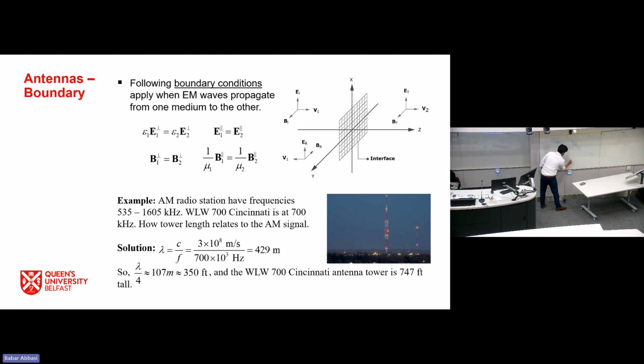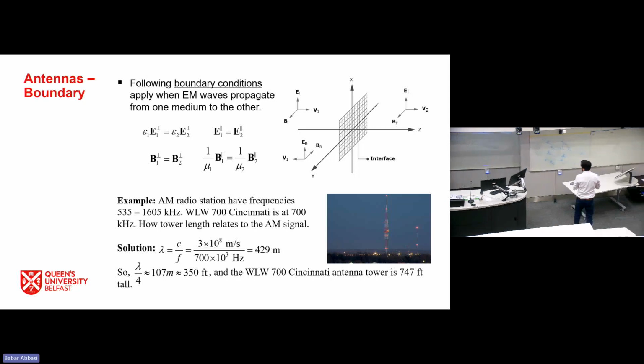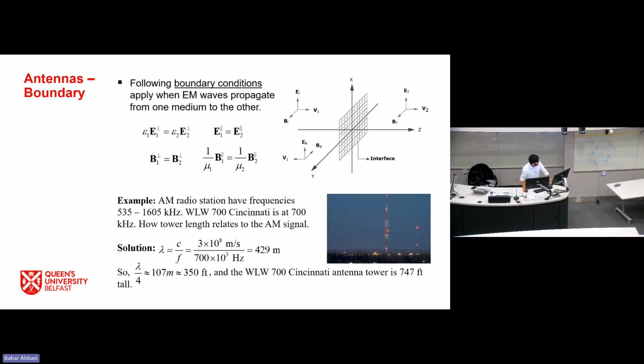Similarly, consider I have a magnetic flux density vector crossing a boundary. It can be converted into B parallel, B1 parallel, and this is B1 perpendicular. Okay. So how they are connected to each other is shown here in this simple example.